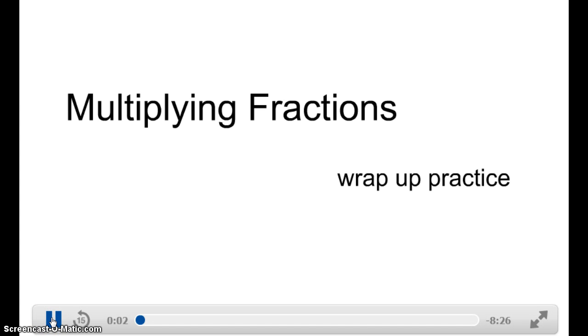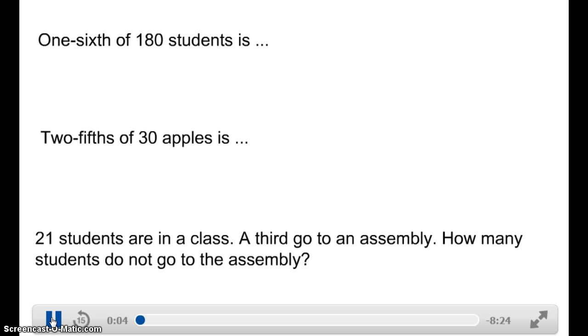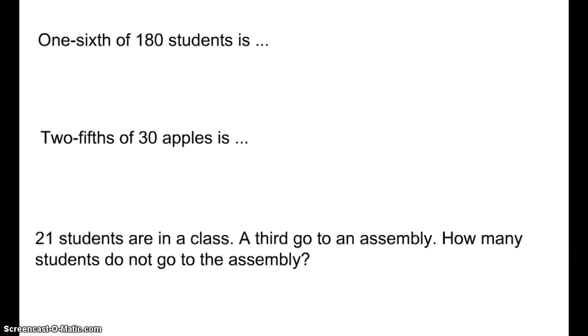Multiplying fractions. This is your wrap-up practice. What I would like you to do is write down these three problems. Make sure that you leave some space in between. So write these three problems down and then solve them, and we will check them together. So pause the video, write, and solve.